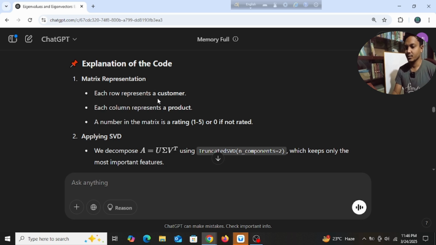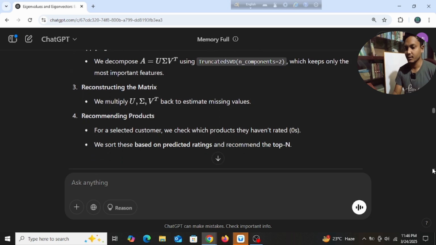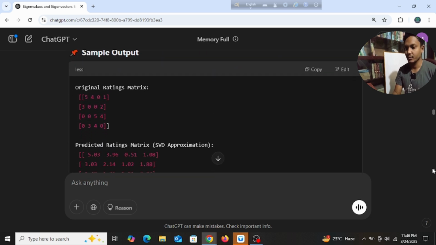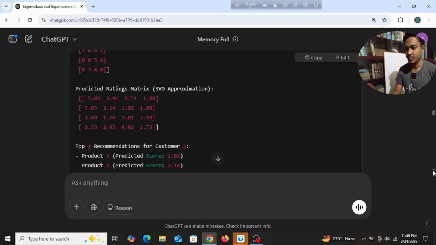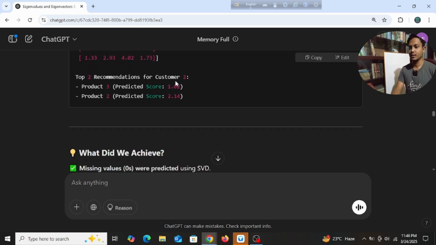Each row represents a customer, right? You can read here. Take some time to read this. Simple output: original rating matrix is this, predicted ratings matrix, this one. Recommended for customer 2: product 3, predicted score 1.02, product 2, product 3, product 2.